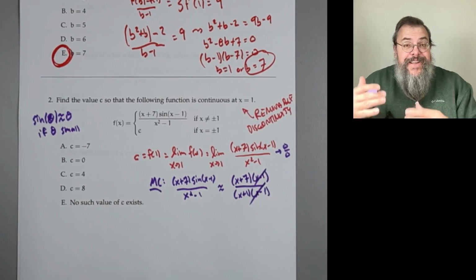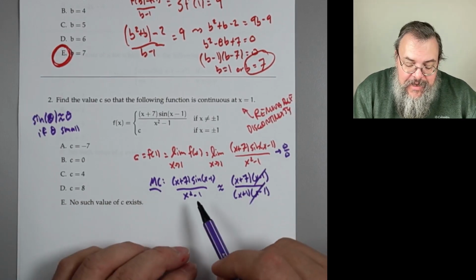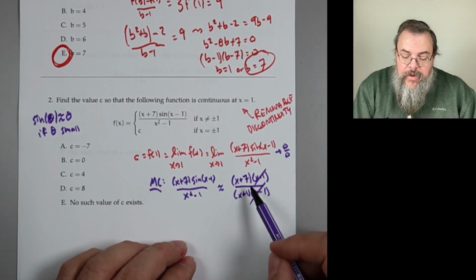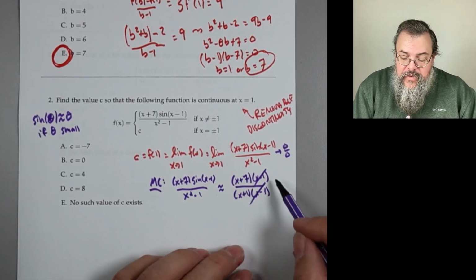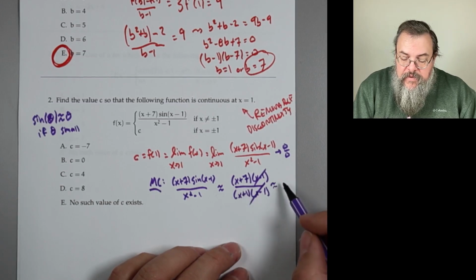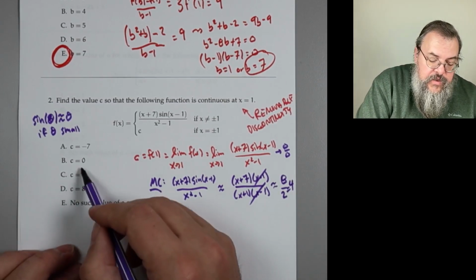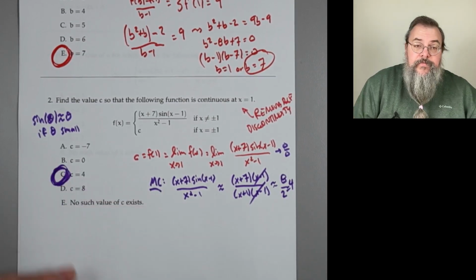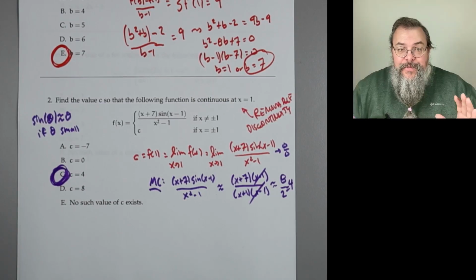Cancel the x minus 1s, canceling the zeros, and then you say, okay, what do we have? Plug in 1. So this is about 1 plus 7 is 8, and 1 plus 1 is 2, so we get 4. So our answer is 4.